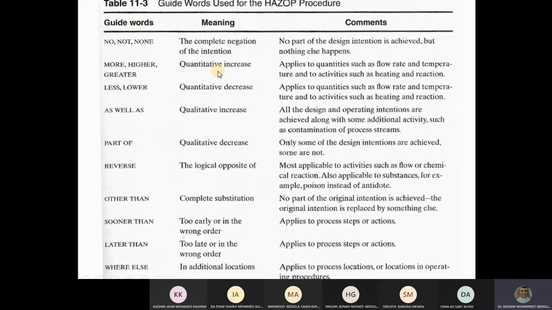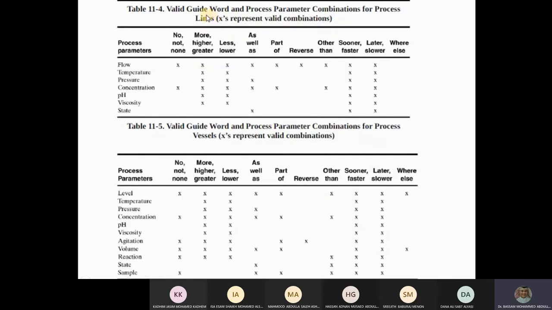Just giving you an indication that there's a quantitative increase in that temperature or pressure or whatever. Okay, so none means it does not happen; more, higher, greater, it increases; less, lower, it decreases; as well as, happening within some kind of same time; part of; reverse, the opposite thing. Every one of these words gives you a little different meaning.